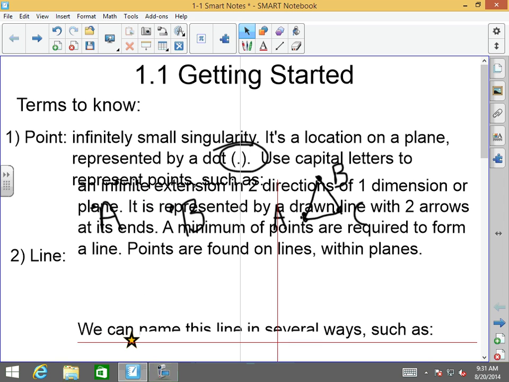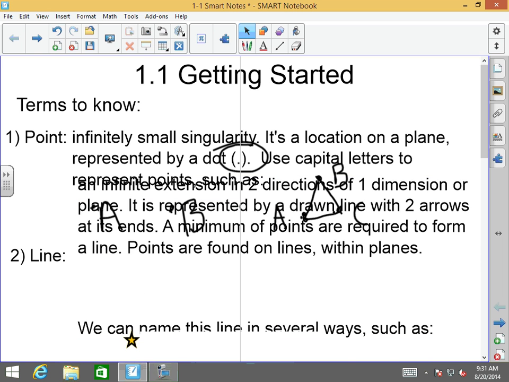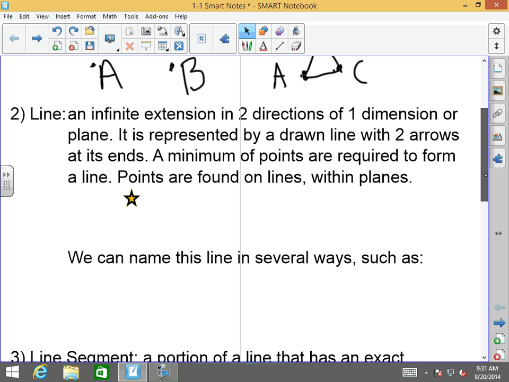Okay? Next. Whoa, sorry about that. Okay, next. A line. A line is an infinite extension in 2 directions of one dimension or plane. It is represented by a drawn line with 2 arrows at its ends.